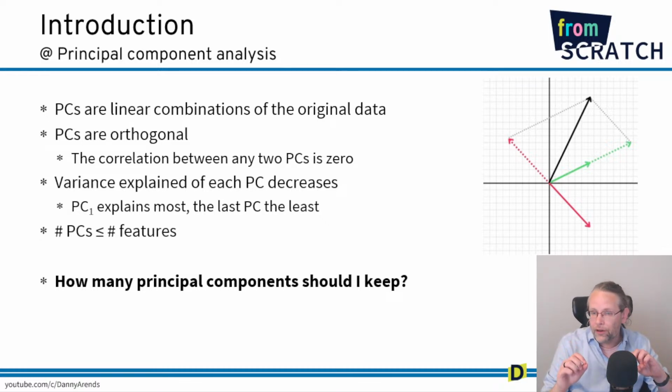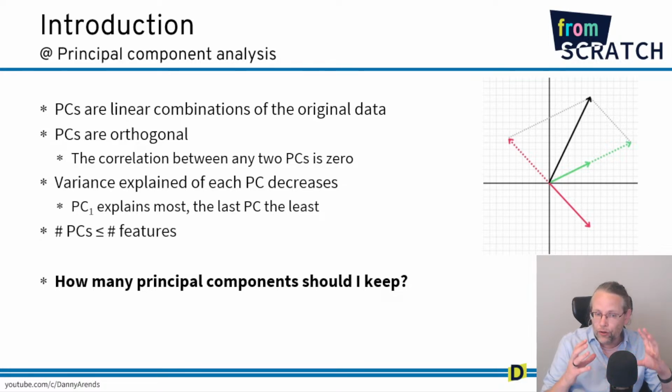So the variance explained by principal components decreases. The first principal component explains the most variance, the second a little bit less, the third even less, and so on until you hit the last principal component. At that point, if you sum up the variance explained across all of your components, you would have 100% of the variance explained, right? Because the original data is represented by a linear combination of all principal components.